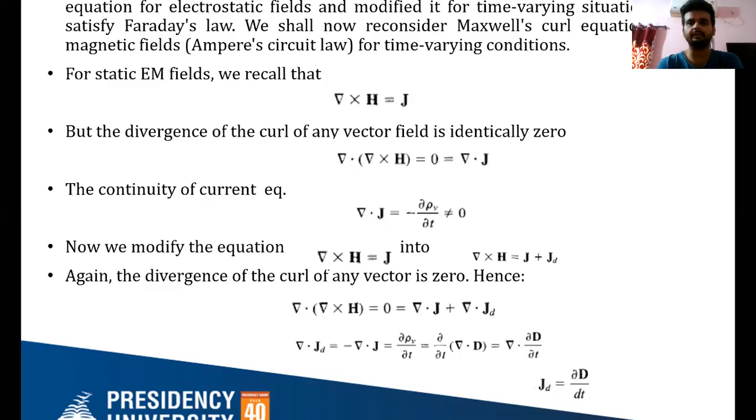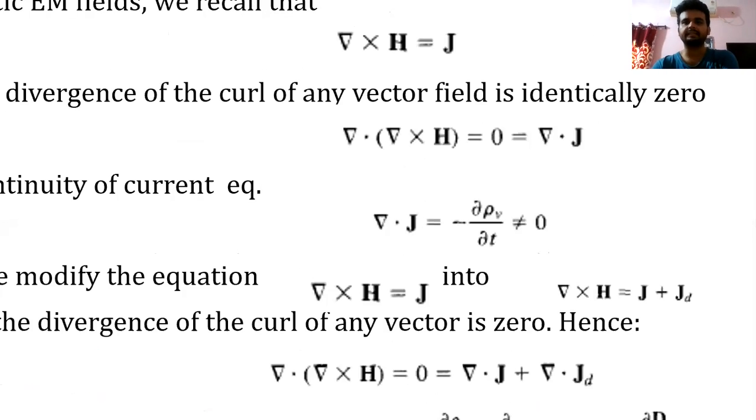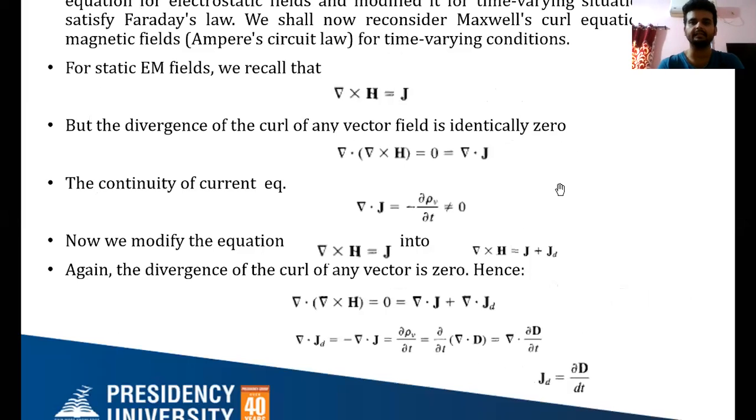Now in time varying electric and magnetic fields, that means time varying electromagnetic fields, del cross H equals J plus JD. It's not del cross H equals J, it's del cross H equals J plus JD. JD is called displacement current density. J is the conduction current density, JD is the displacement current density. So we are modifying the equation in case of time varying fields. We are adding one more extra term, JD. So the equation becomes del cross H equals J plus JD.